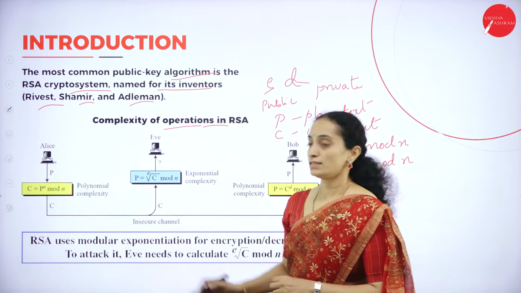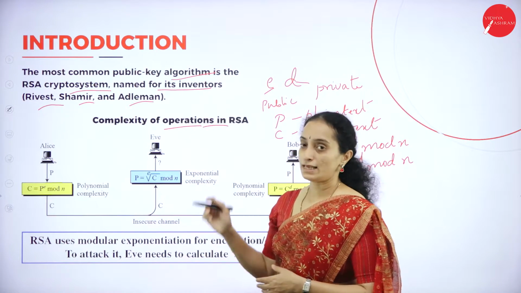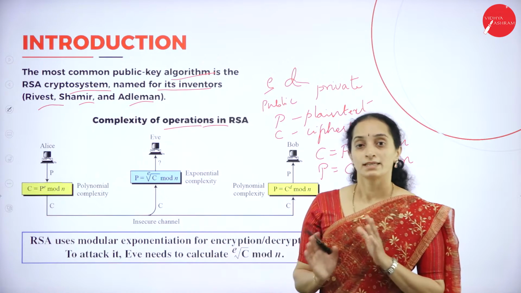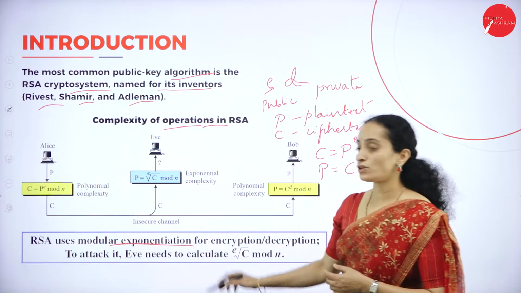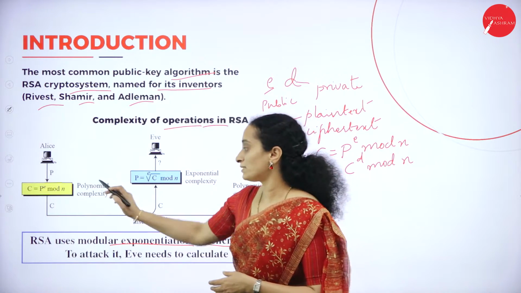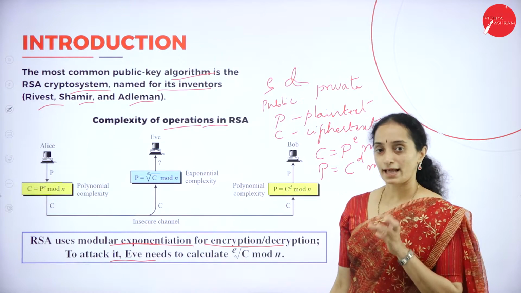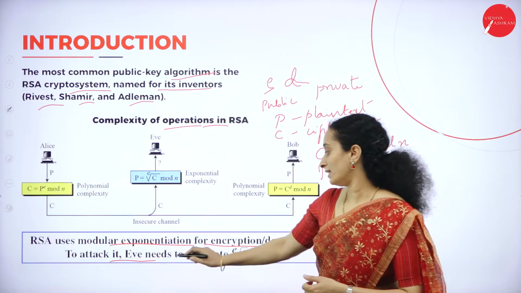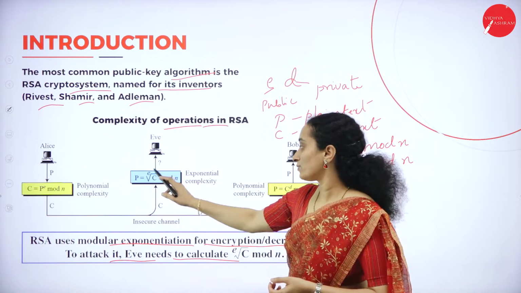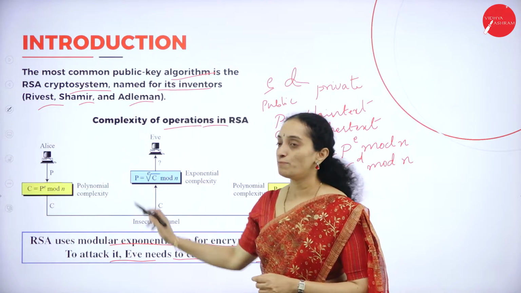It uses polynomial complexity to calculate the encryption as well as the decryption. In the case of Eve, even though she gets the public key and wants to get the plain text from it, the RSA uses modular exponentiation for encryption and decryption. That means polynomial complexity for encryption and decryption. To attack the method, Eve, the adversary, needs to calculate the exponential complexity. That means P equals the E-th root of C mod n must be calculated, which is not possible in the case of polynomial complexity.